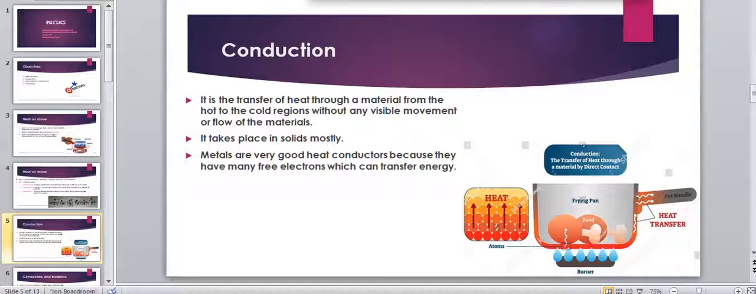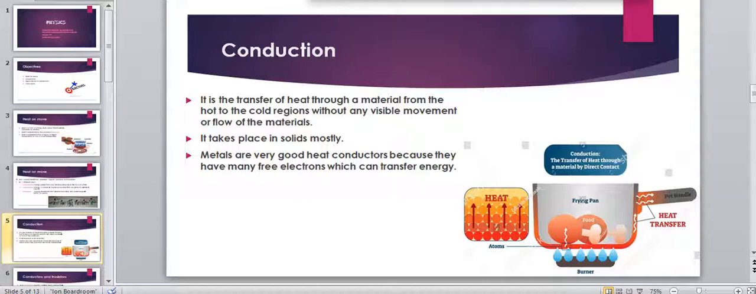And the same is the case with conduction. The molecules start to vibrate, remaining at their mean position, and thus transfer the heat from one atom or molecule to another. And in this way, the whole object gets heated. So this process mostly takes place in solids.